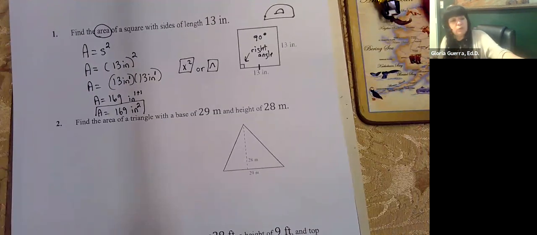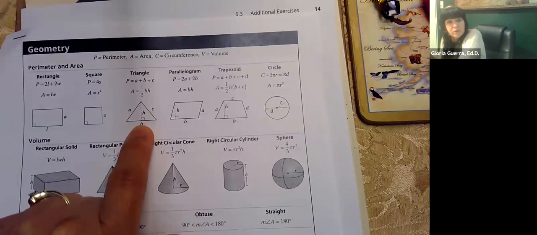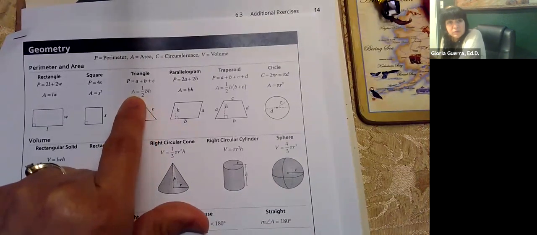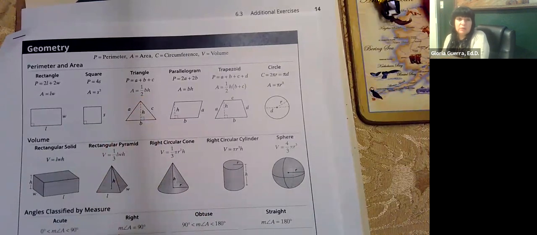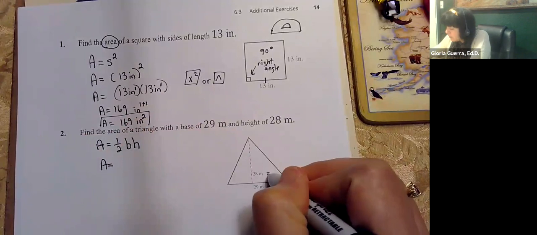All right. And then number 2, they want you to find the area of a triangle. Okay, so I'm going to look for the formula for the area of a triangle, which here's the triangle. Notice how the base is at the bottom here. Here's your height. And you're going to use this: area is 1/2 times base times height. Okay, and then we're going to make this 29 the base, and we're going to make this 28 the height.